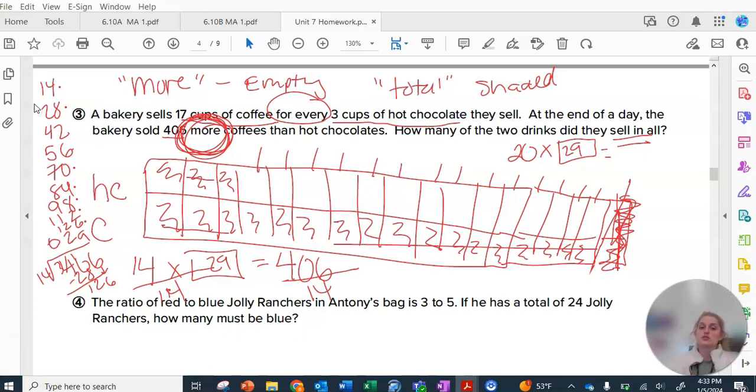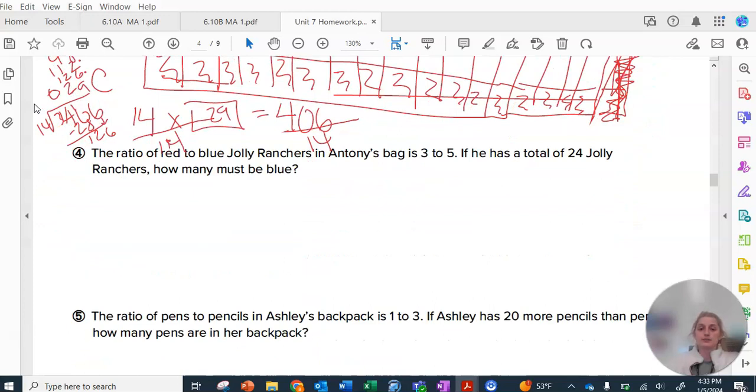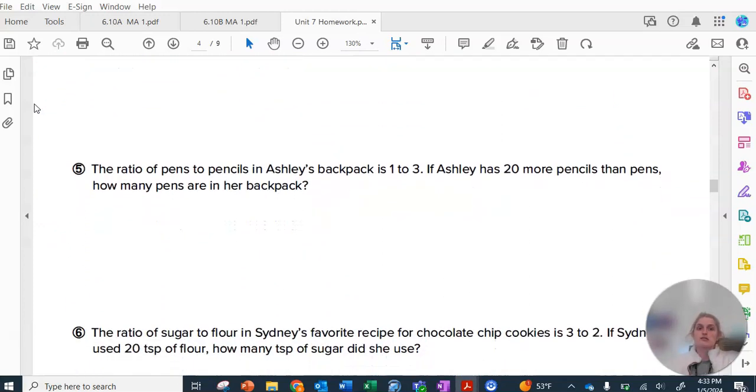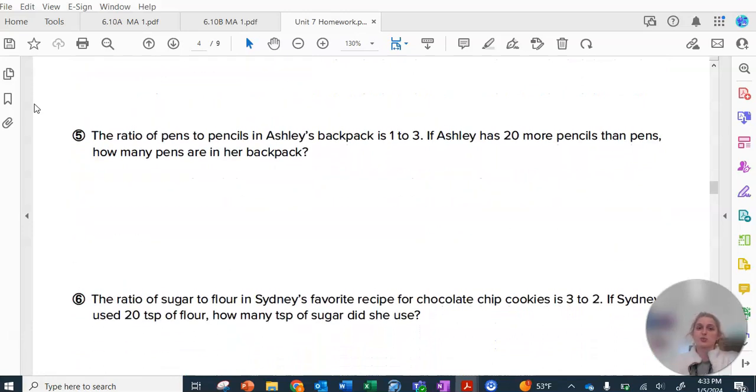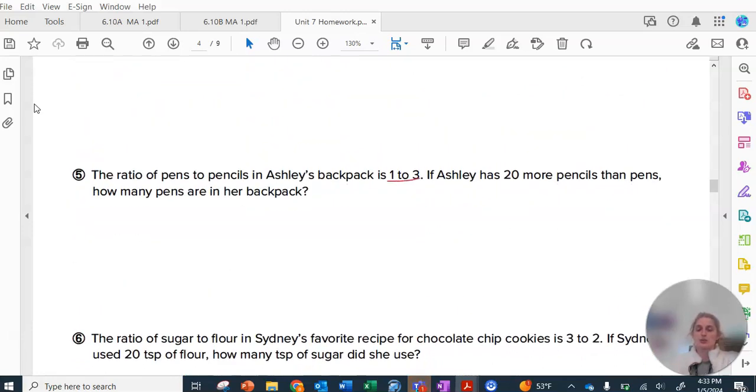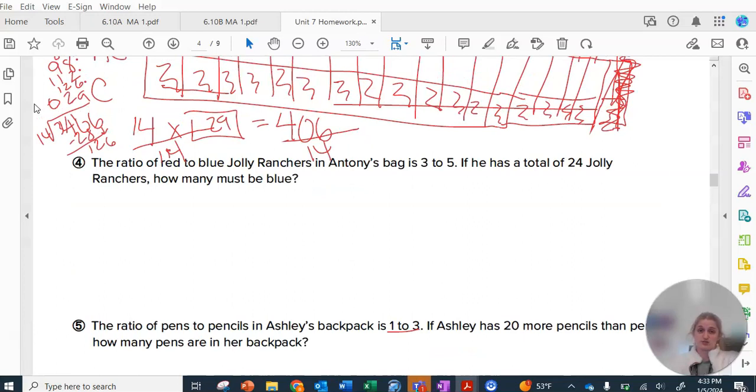So in each of these, I strongly recommend setting up a tape diagram. None of them should be as long as the one I just did because all these other numbers look pretty small. We've got a 1-to-3 ratio, a 3-to-2 ratio, and a 3-to-5. So big drawing is done. But make sure that you are paying attention to if this is a more or a total problem. And unfortunately, total problems might not always say the word total.